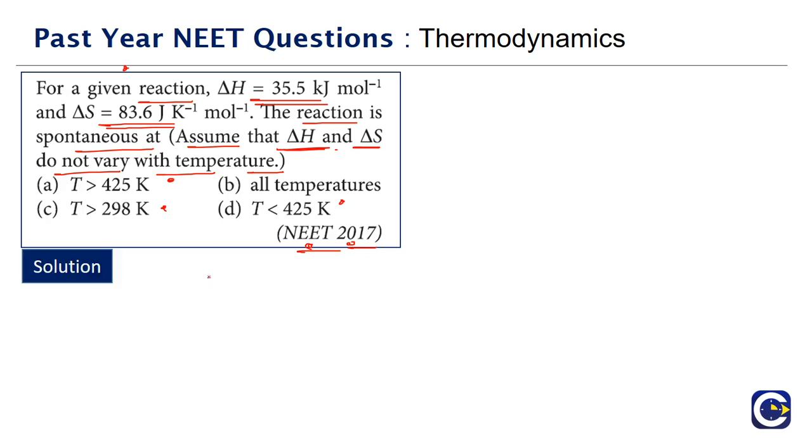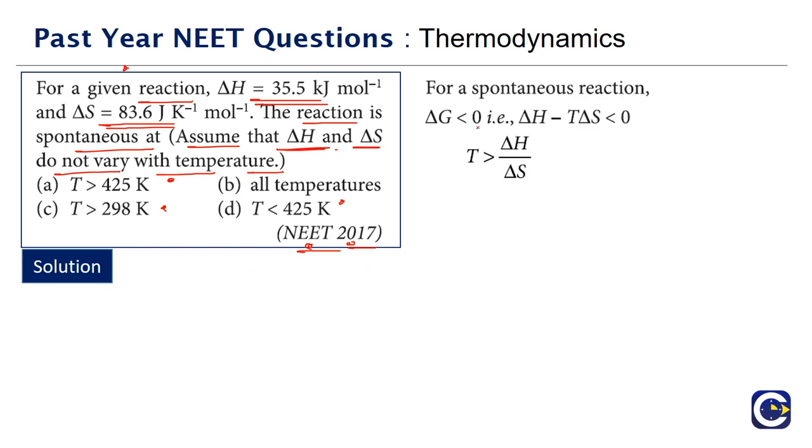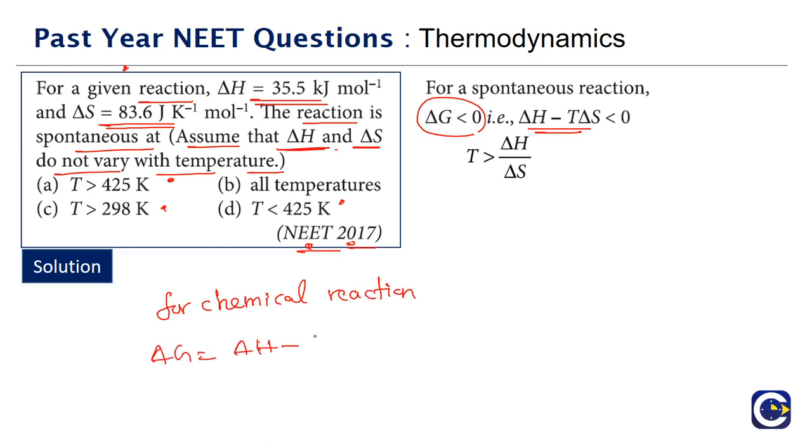A reaction will be spontaneous when delta G is negative. Delta G negative is the condition for the spontaneity of a reaction. But what is delta G? Delta H minus T delta S. For chemical reactions, delta G will be equal to delta H minus T delta S. Why? Because chemical reactions happen at a fixed temperature.